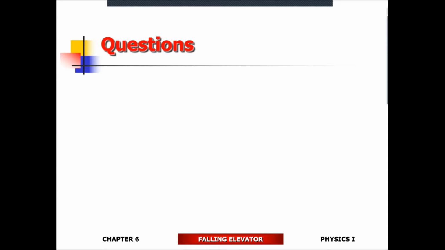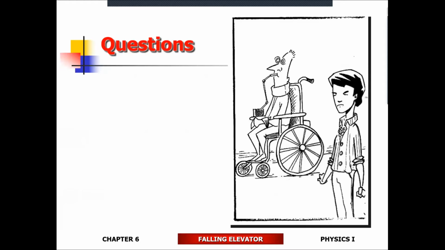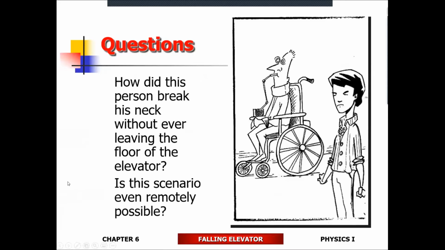And guess what? There's a safety system. The safety system is going to bring the elevator to a stop gently. It's 2 Gs, 3 Gs, nothing more than that. Not large enough to do any harm. Yet you have a person inside with a broken neck. So the question is, how did that happen? Is this scenario even remotely possible?